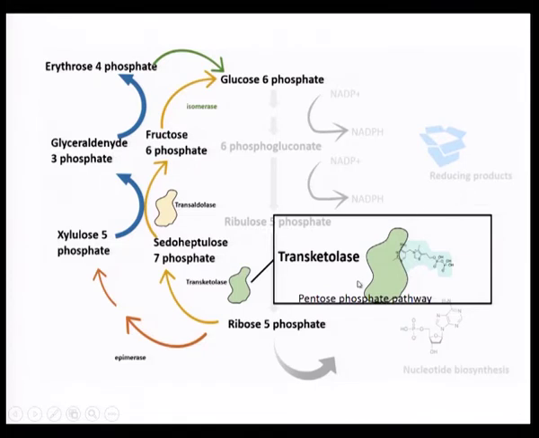Whereas in the pentose phosphate pathway, the transketolase would be doing the reaction. So you see over there, the transketolase catalyzes the reaction of ribose 5-phosphate, which gets converted into sedoheptulose 7-phosphate. And then you have fructose 6-phosphate and finally glucose 6-phosphate. Now you see glucose 6-phosphate is the key compound in the glycolytic pathway.